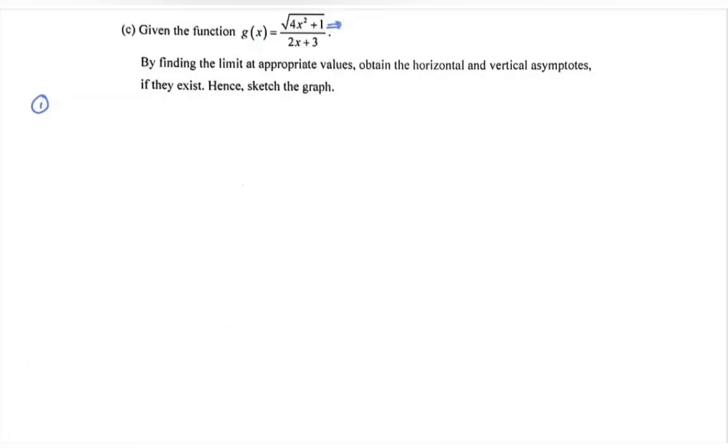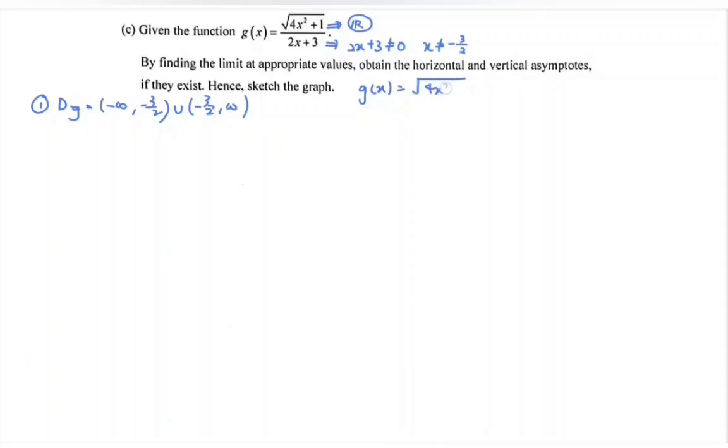If we refer to the numerator, we notice that we will have all real numbers. Continuing, referring to the denominator, we notice that 2x plus 3 cannot be equal to 0. So x cannot be equal to negative 3 over 2. So the domain for g will be negative infinity to negative 3 over 2, union negative 3 over 2 to infinity. So that is the situation given. The function g(x) is the square root of 4x squared plus 1, over 2x plus 3.